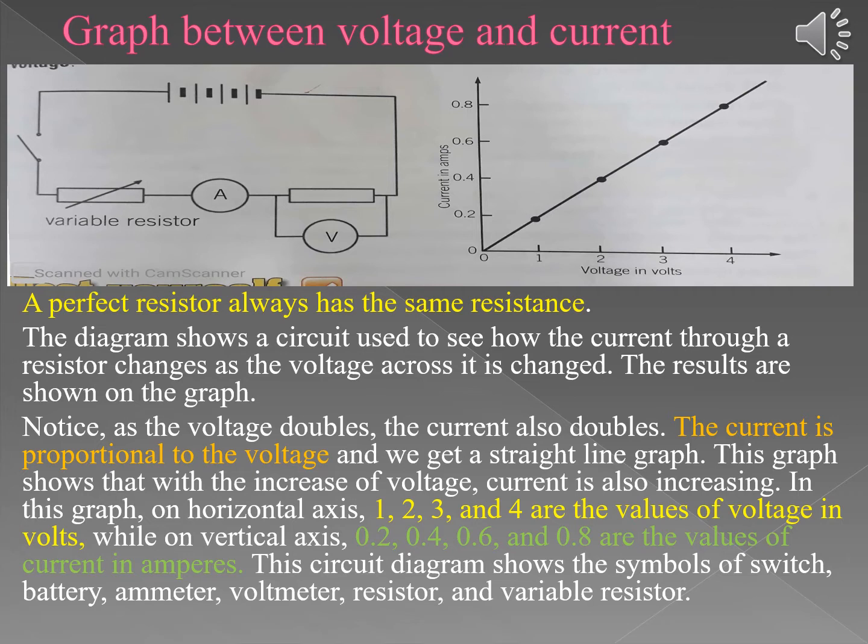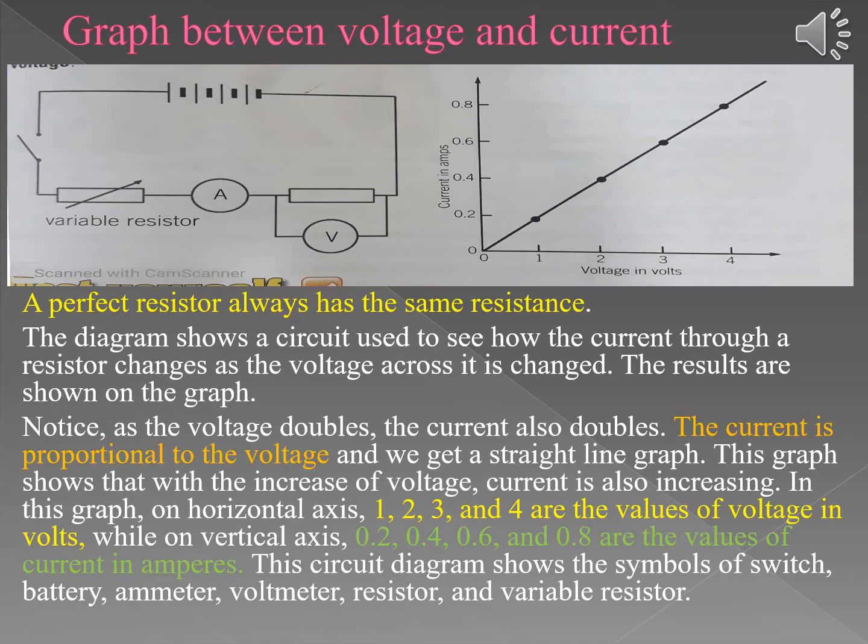Notice, as the voltage doubles, the current also doubles. The current is proportional to the voltage and we get a straight line graph. This graph shows that with the increase of voltage, current is also increasing.